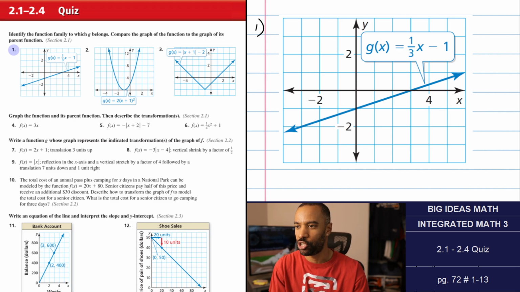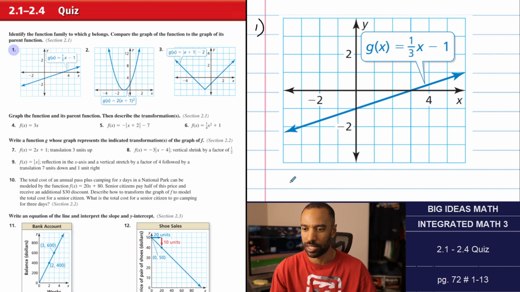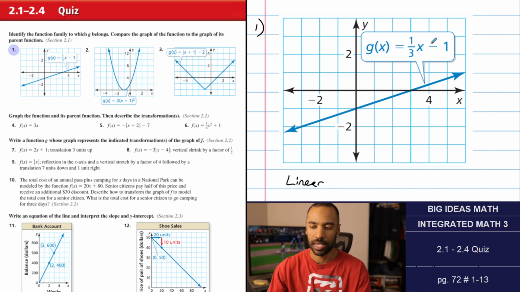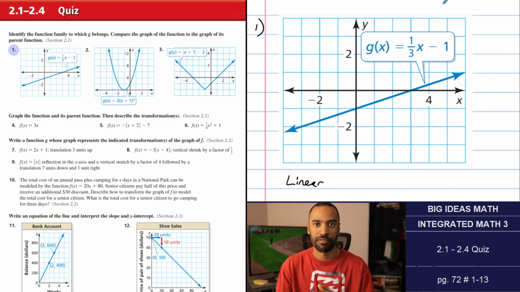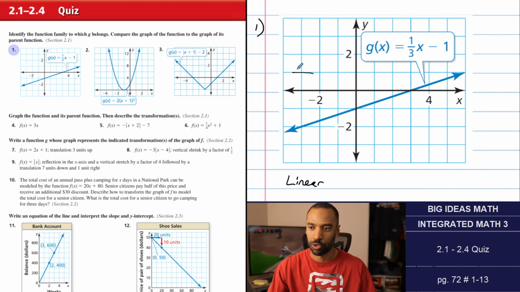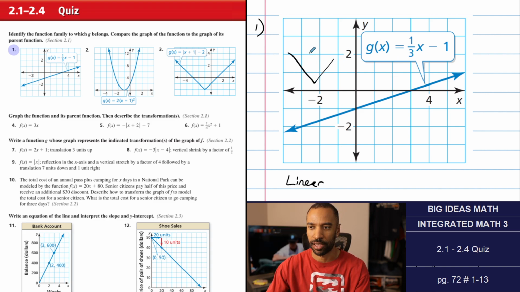So number 1, we have g of x equals 1/3 x minus 1. We have to classify which function family this is out of. This is the linear function set. Now there are a couple ways that we can come up with what this is. Looking at the graph, we can see that it's just a line. The other versions of this are a horizontal line, which would be a constant function, otherwise a V shape, which is an absolute value function, and a U shape, which is a quadratic function.